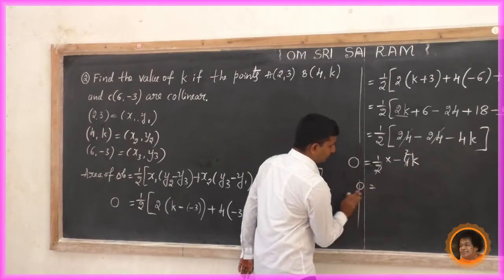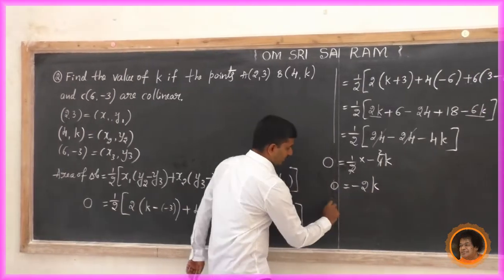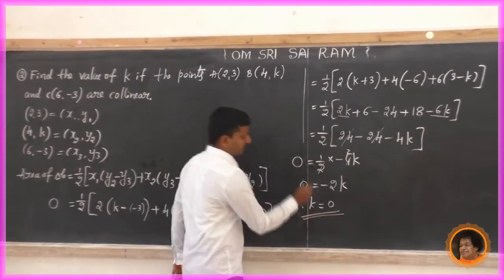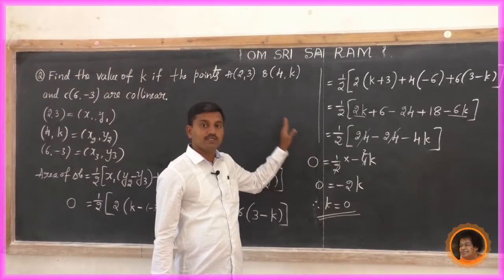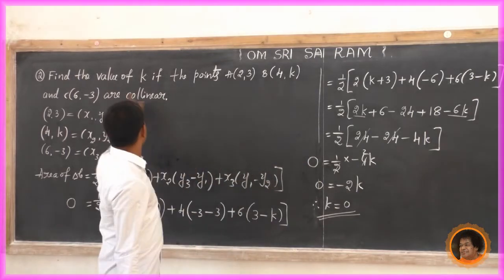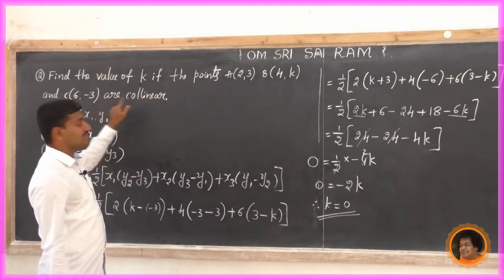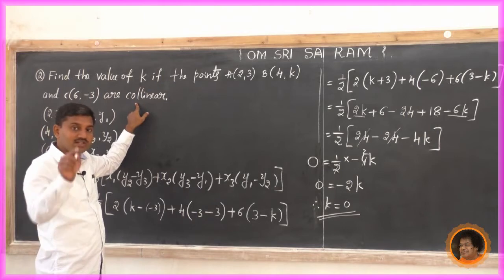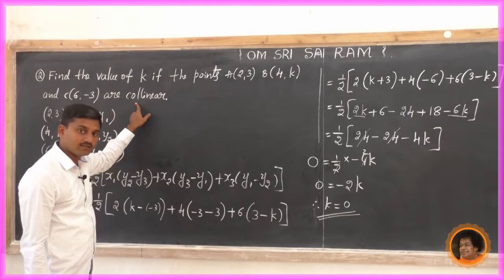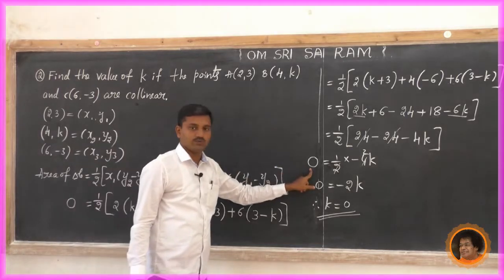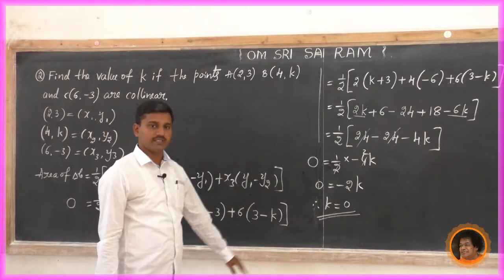So 0 equals minus 2k. What is the value of k? Therefore k equals 0. This is the value of k. In the question, find the value of k if the points (2, 3), (4, k) and (6, -3) are collinear. Collinear means the vertices of the triangle lie on the same straight line, or the area of the triangle is 0. So by using the area of the triangle formula, we can find the value of k. I think it is clear.